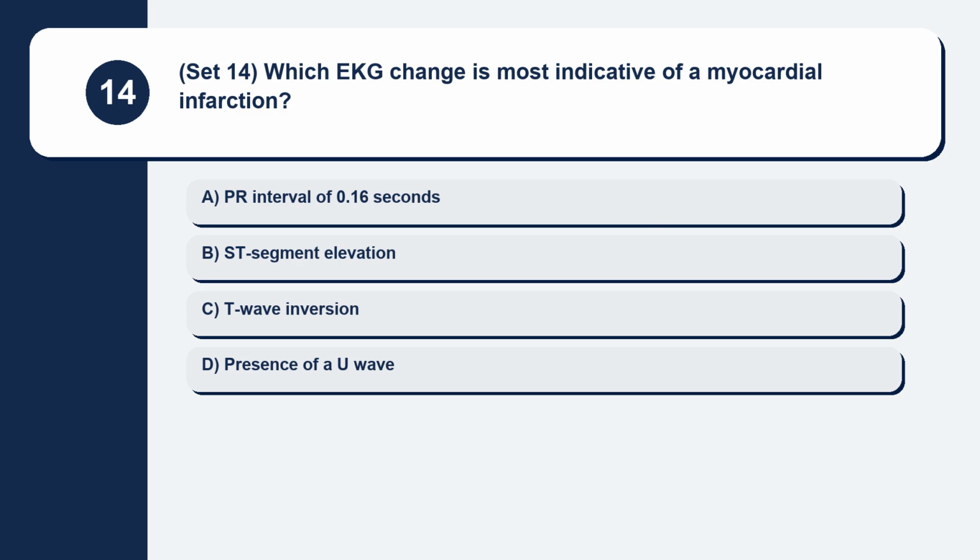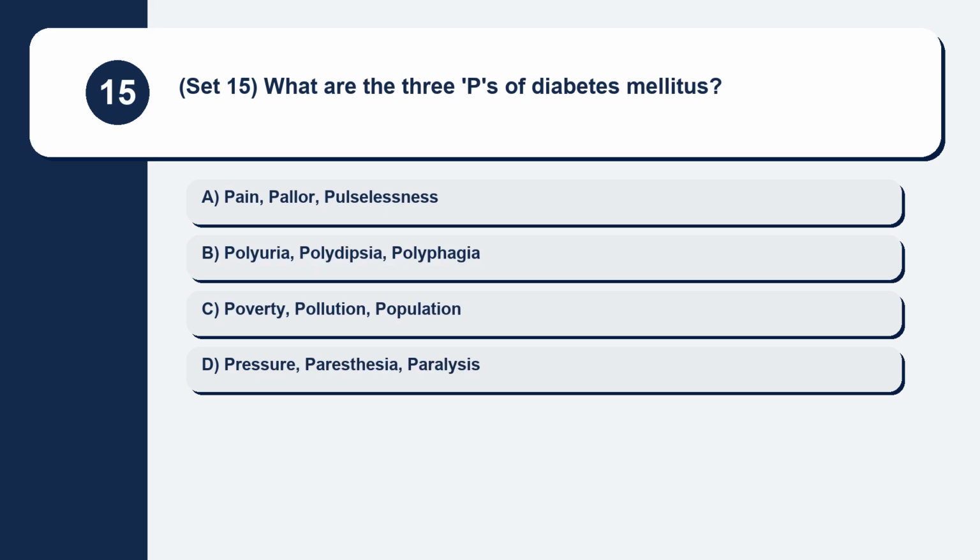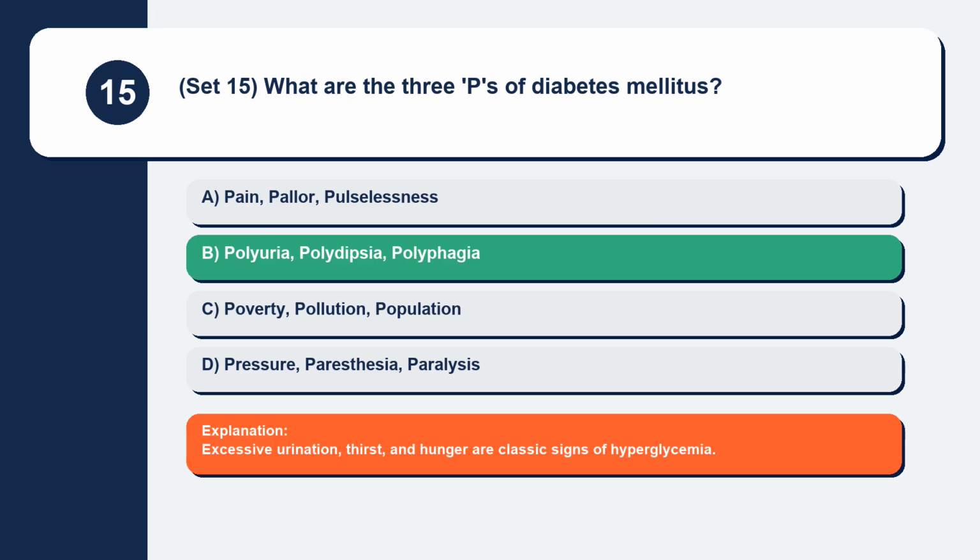Question 14. Set 14. Which EKG change is most indicative of a myocardial infarction? PR interval of 0.16 seconds, ST segment elevation, T wave inversion, presence of a U wave. ST segment elevation indicates acute myocardial injury. Question 15. Set 15. What are the 3 P's of diabetes mellitus? Pain, pallor, pulselessness; polyuria, polydipsia, polyphagia; poverty, pollution, population; pressure, paresthesia, paralysis. Excessive urination, thirst, and hunger are classic signs of hyperglycemia.